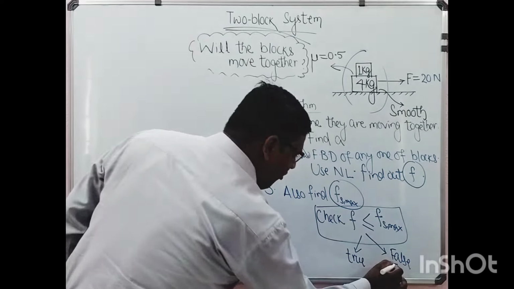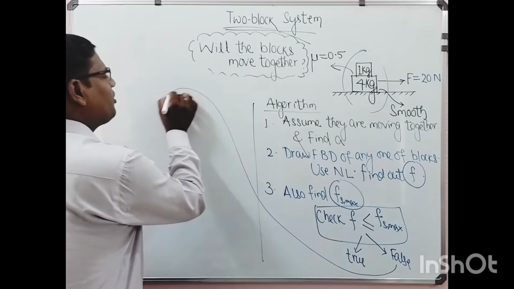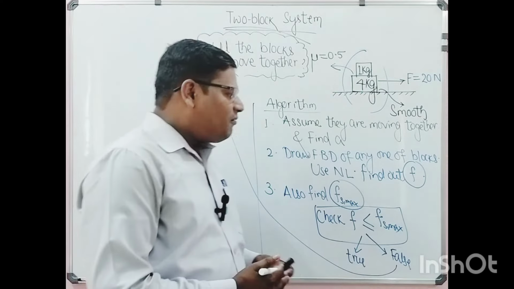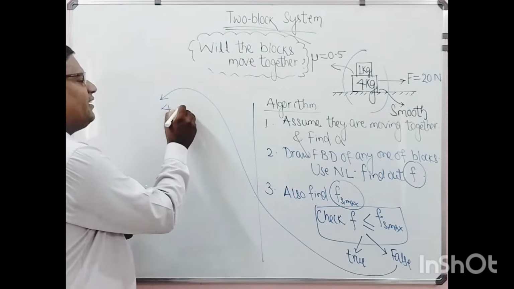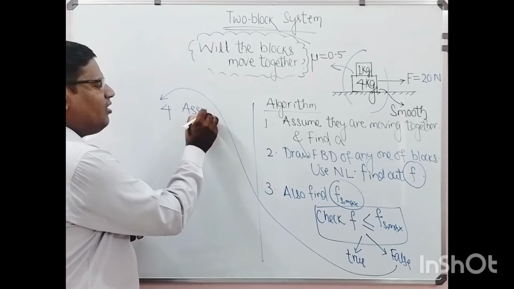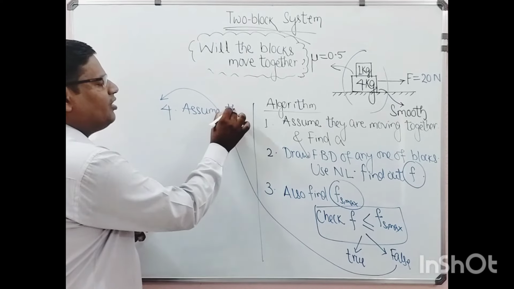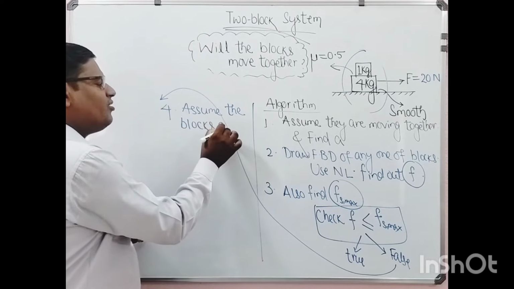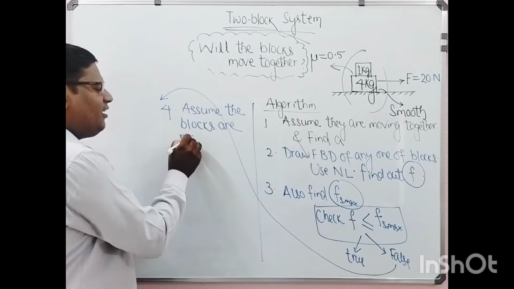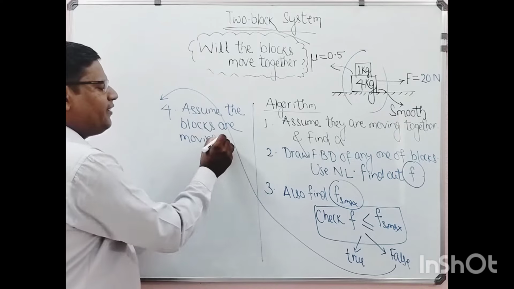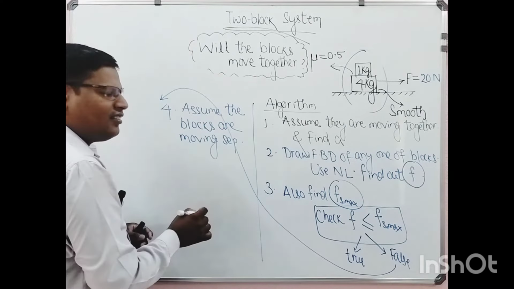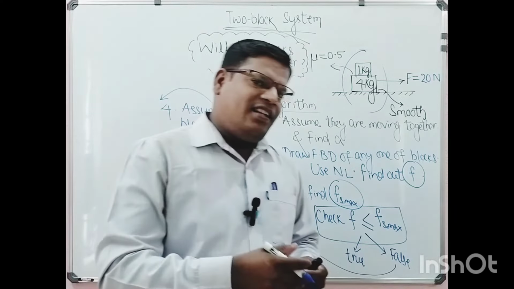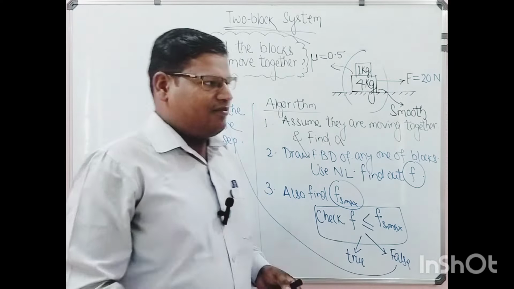Then if you find false, only then should you go to the fourth step. Otherwise, there is no need to go to the fourth step. The fourth step is: assume they are moving separately. Assume the blocks are moving separately and solve them. Draw free body diagram, apply kinetic friction, and solve them.